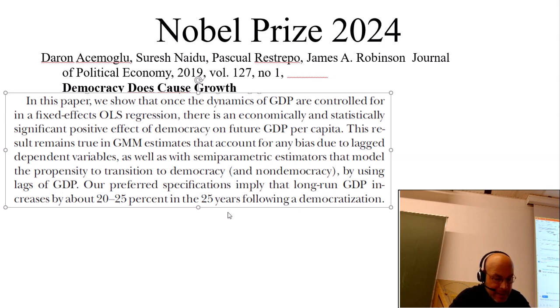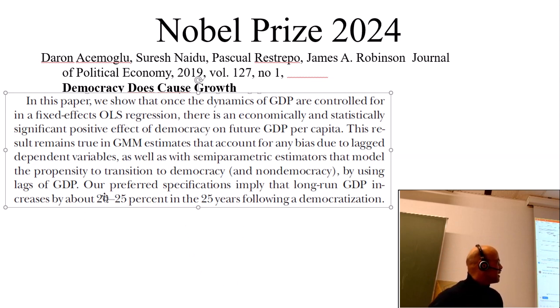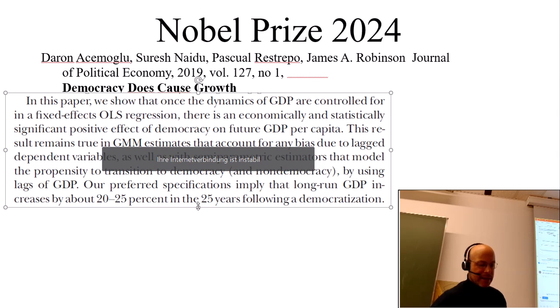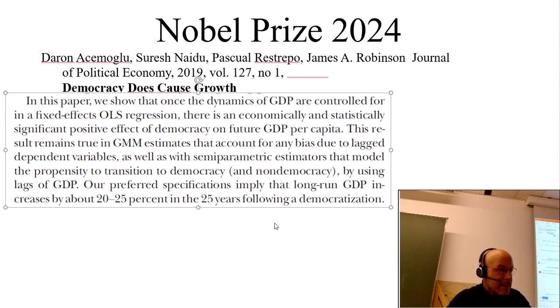And they even said that within 25 years of a starting process of democracy, everything else being constant, the democratic country has 20 to 25% higher GDP, a quarter. And this is really, really a high number. And why did I say that this is related to my distinction between positive and normative statements?